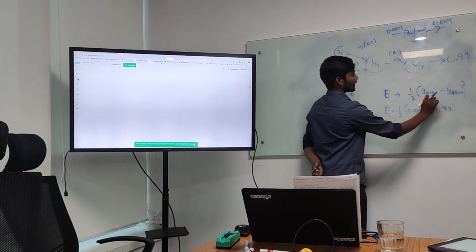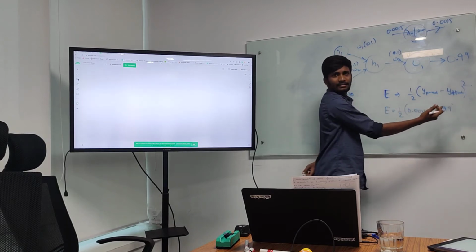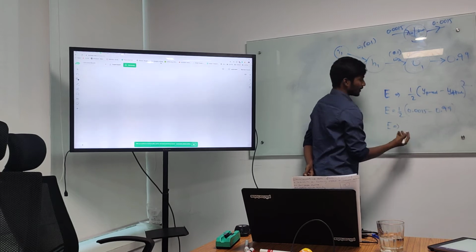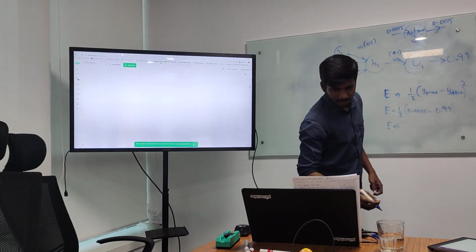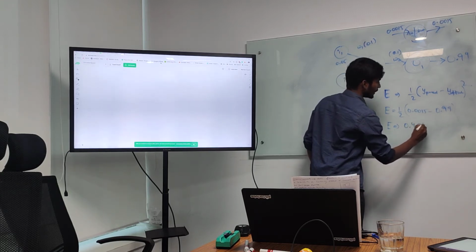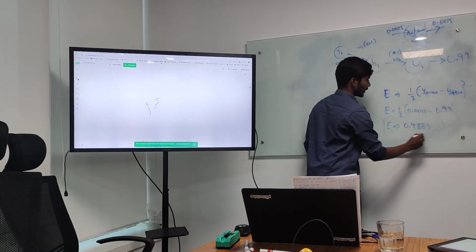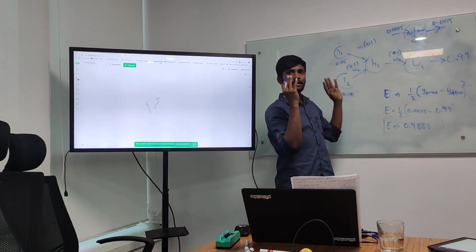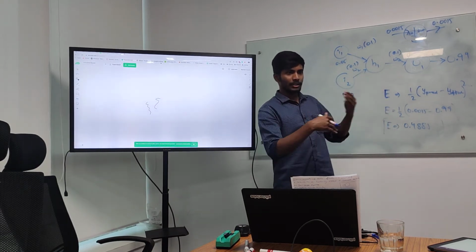I can write it as y pred minus this or this minus this, I can do that because it's a square. I can write whatever I want. This error will come out to be something around 0.4885. Okay? Cool. Doesn't matter, the math will just work out. You just have to understand how it is done.